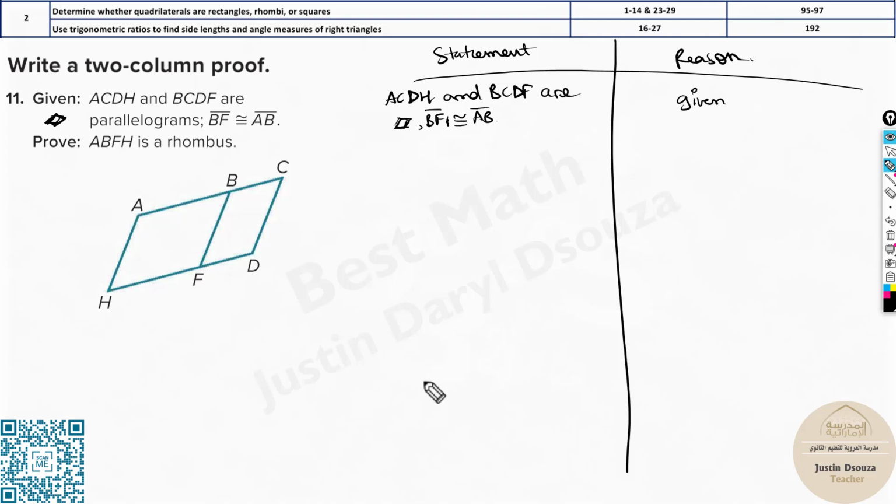And always the last one will be ABFH is a rhombus. That will be the last statement. So if you can't write anything, at least write the first thing and the last thing. You will at least get a couple of marks over there.